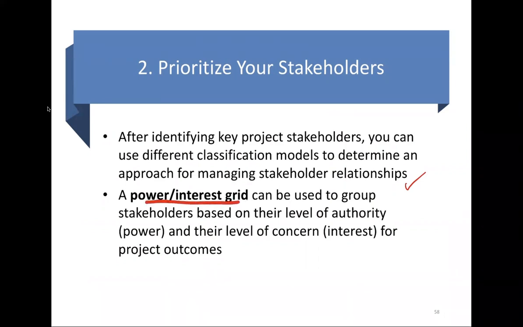As I said before, you could classify them as external or internal, positive impact or negative impact. Are they actually impacting the project to the extent that they are supporting the project or resistant to the project? But one way is to identify their power and interest using the power interest grid, which could be used to group stakeholders based on their level of authority, their power, and their level of concern, their interest for the project outcome. It is again a 2x2 matrix.